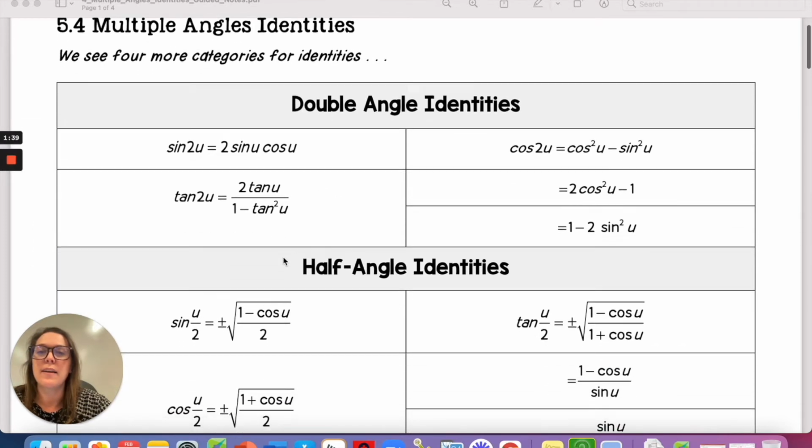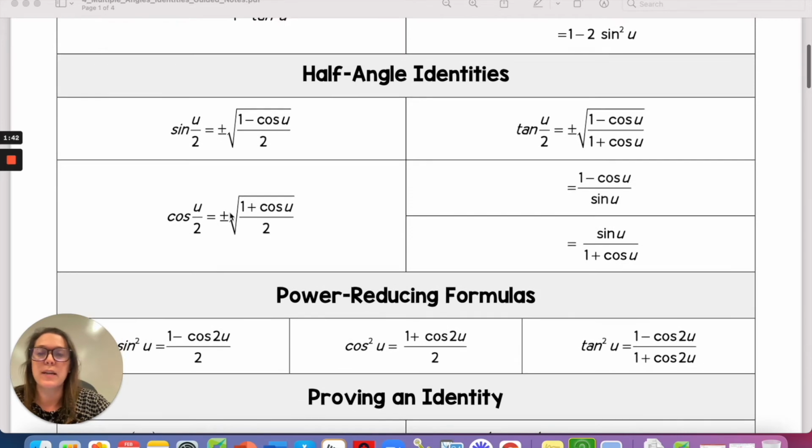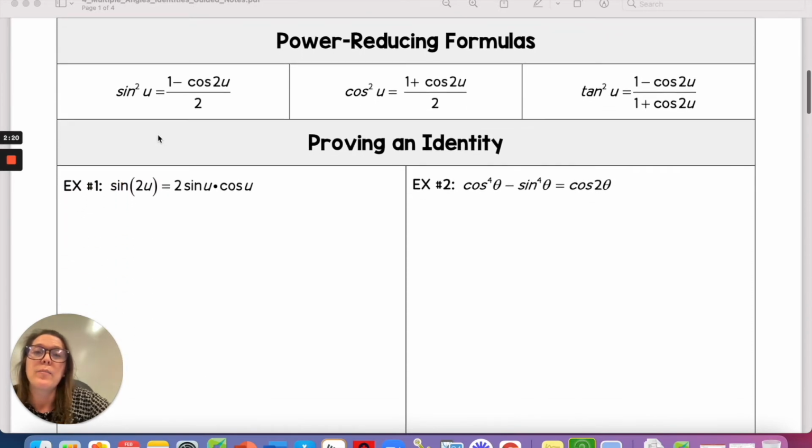For your half angle identities, so we've doubled, now we're going to get into half. Your half angle identity for sine is equal to plus or minus the square root of 1 minus cosine u over 2. For cosine, it's plus or minus the square root of 1 plus cosine u over 2. And for tangent, you have the following options. Plus or minus the square root of 1 minus cosine u over 1 plus cosine u. If you multiply by the conjugate of the denominator, you can simplify that to 1 minus cosine u all over sine u. And if you multiply by the conjugate of the numerator, it goes to sine u all over 1 plus cosine u.